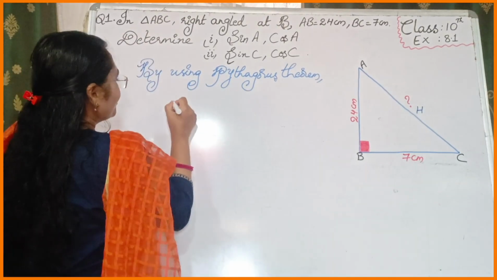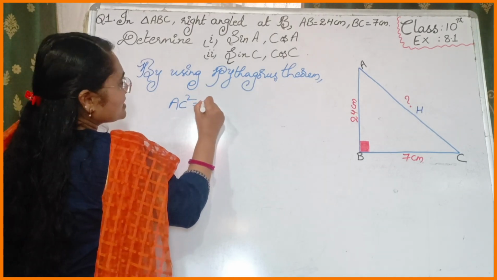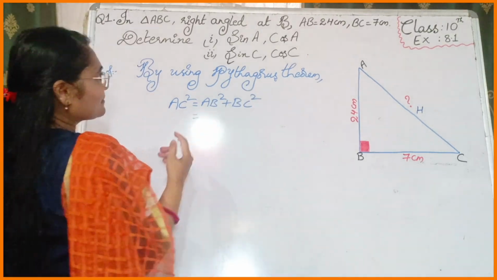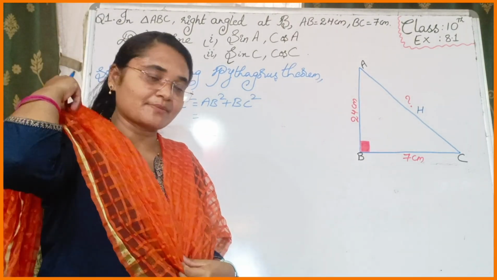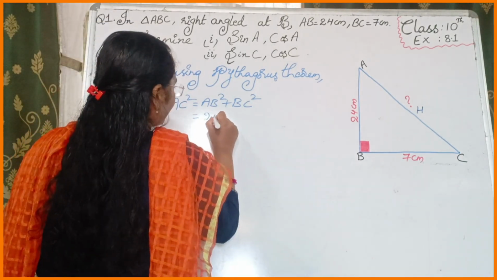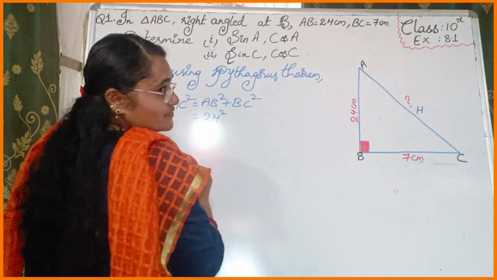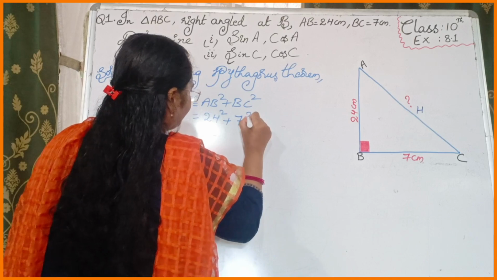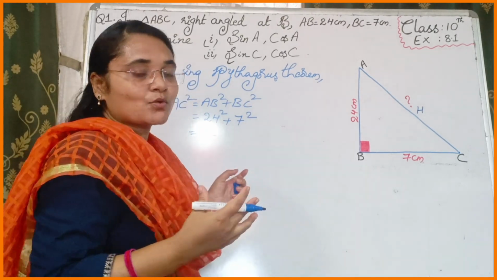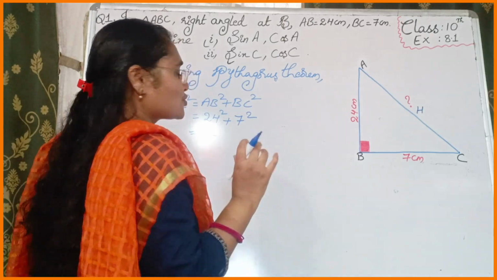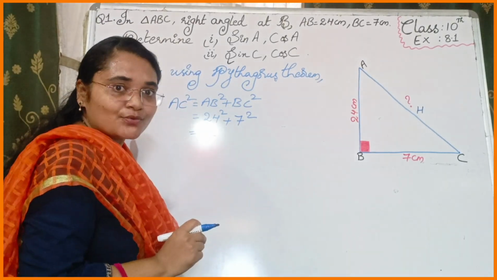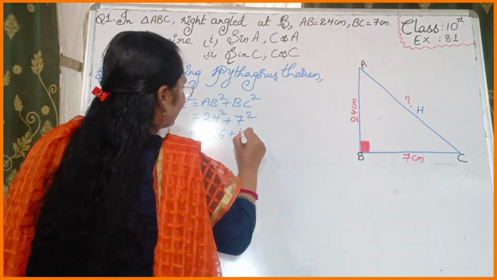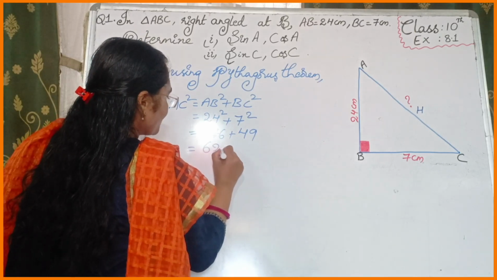So the formula is hypotenuse square is equal to the sum of the squares of the other two sides. The measurements are already given in the question, so we are going to substitute them. AB is equal to 24 centimeters square, because we are writing AB square, plus BC value is 7, so BC square is equal to 7 square. We will learn the squares from 1 to 25 in a shortcut way in another video. Now 24 square is equal to 576, plus 7 square is equal to 49. Total is equal to 625.